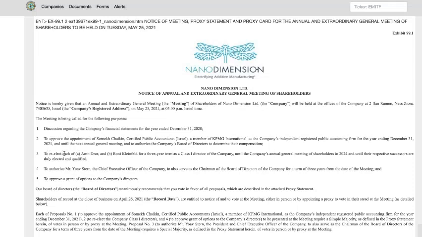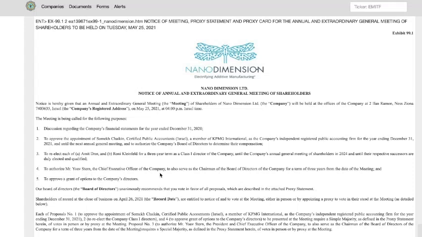3. To re-elect each of A. Amit Dror and B. Ronnie Kleinfeld for a 3-year term as Class I Director of the company until the company's annual general meeting of shareholders in 2024 and until their respective successors are duly elected and qualified. 4. To authorize Mr. Joachim Stern, the CEO of the company, to also serve as the chairman of the board of directors of the company for a term of 3 years from the date of the meeting, and 5. To approve a grant of options to the company's directors.